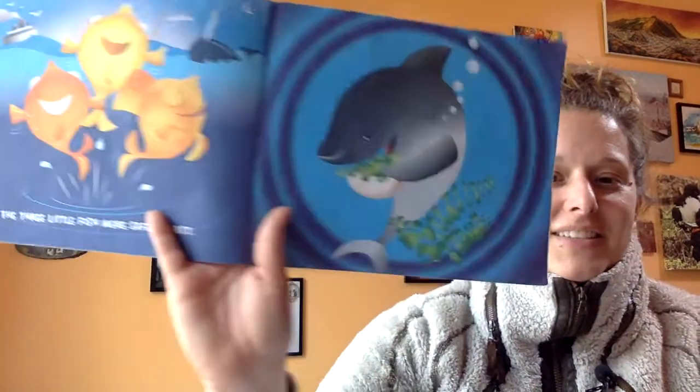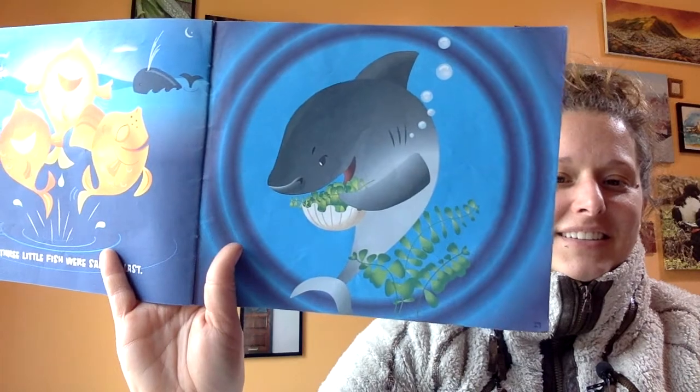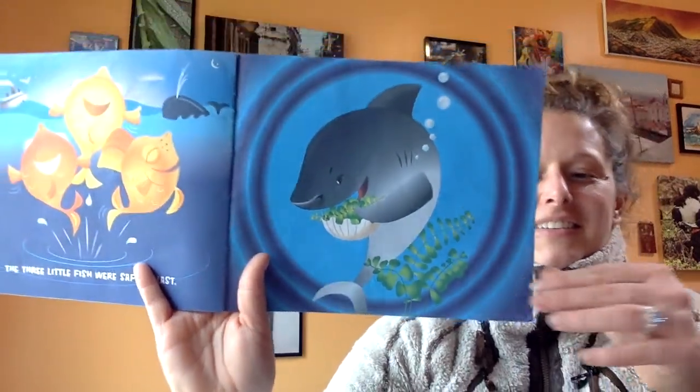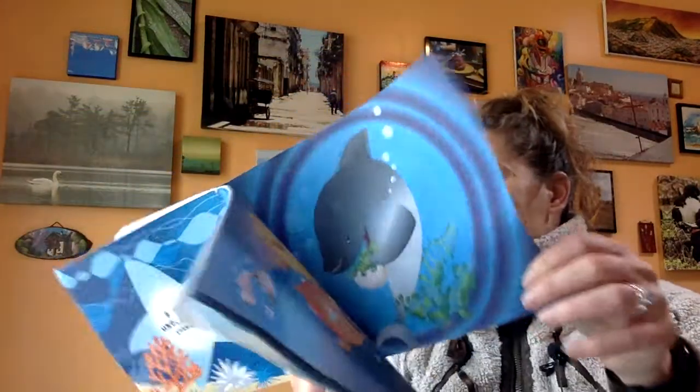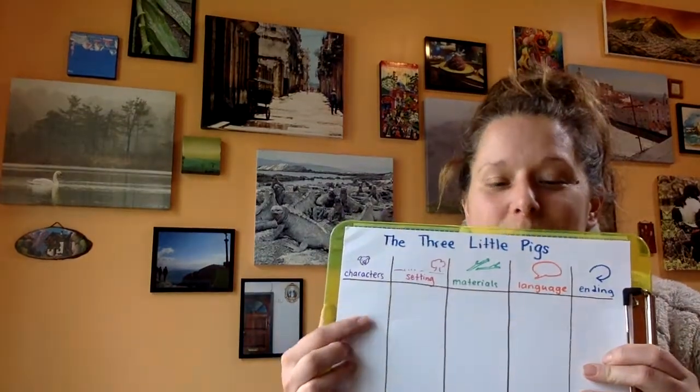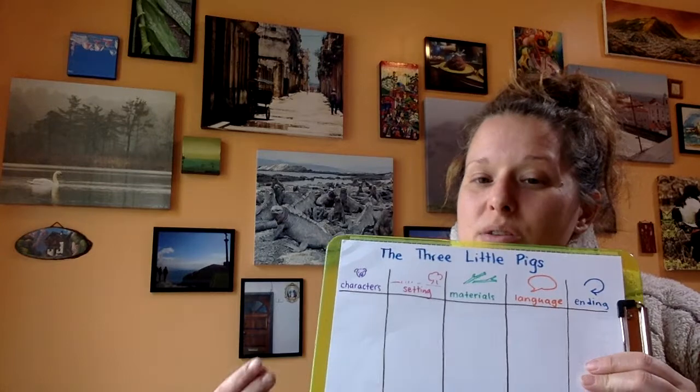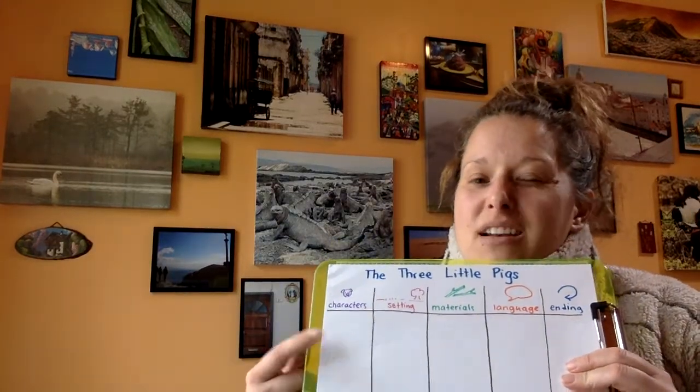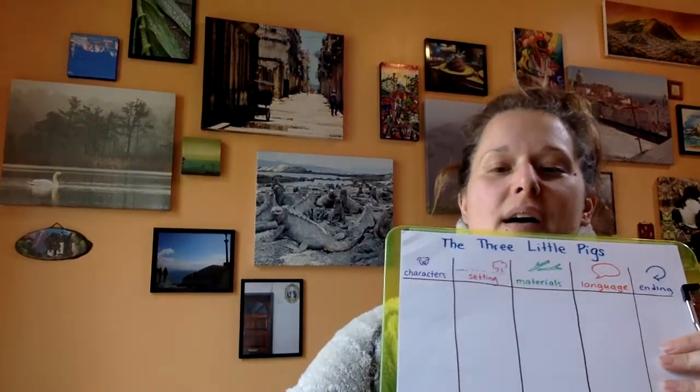Look at the shark here. So now we have finished our third version of the Three Little Pigs. Take a minute together and fill in this chart because I'm going to come back and go over it with you. So make sure you've done it so that you do that thinking without me showing it to you.